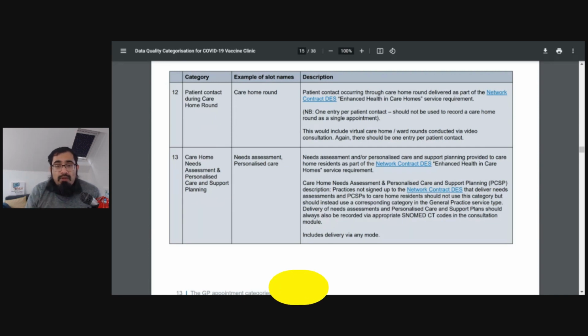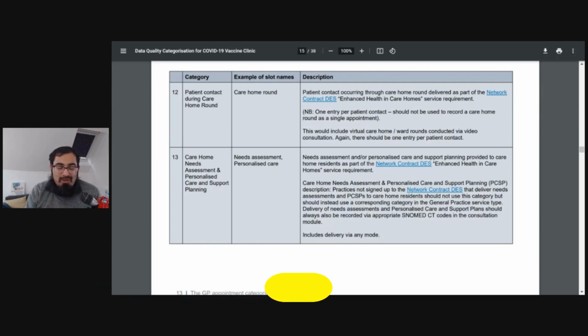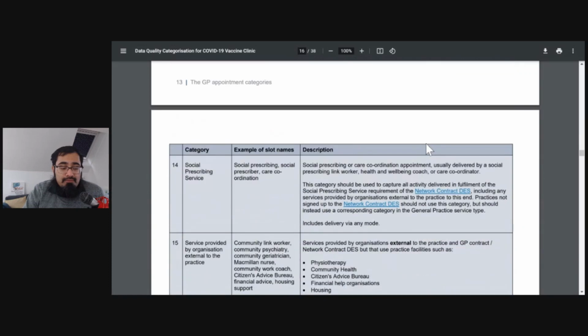And then there's a separate one for the care home needs assessments and personalised care and support planning. I'm having to read that one because it's so long. And this is the more detailed kind of needs assessment that may potentially happen. This may be done by your practice, may be done by other providers, potentially, depending on how you've structured that system within your area. So it's important to recognise that.